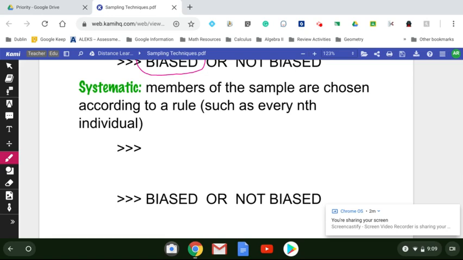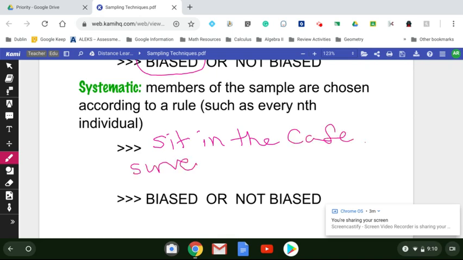Another sampling technique is systematic. This is where members of the sample are chosen according to a rule, such as every nth individual. What this could mean is maybe I sit in the cafeteria and I'm going to survey every 10th student that walks in until I get to my 100 sample size.